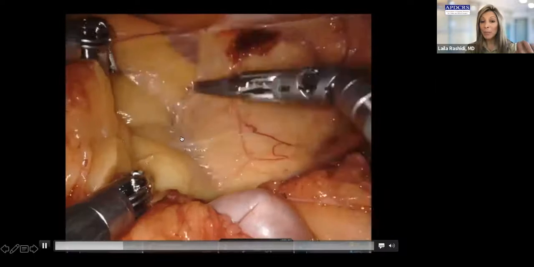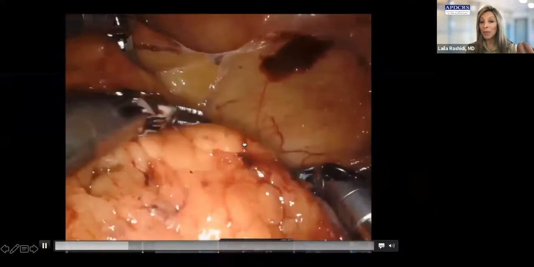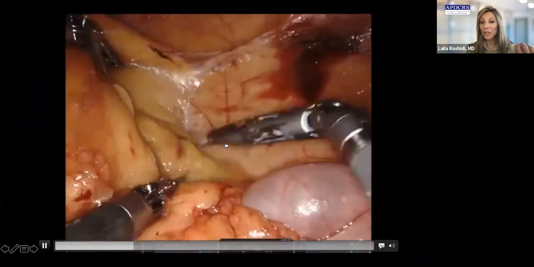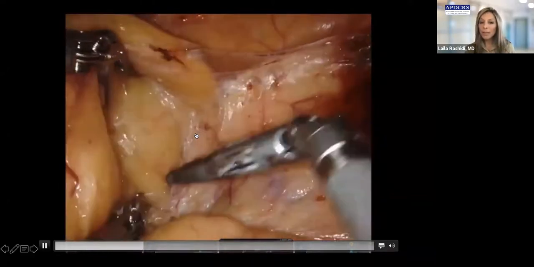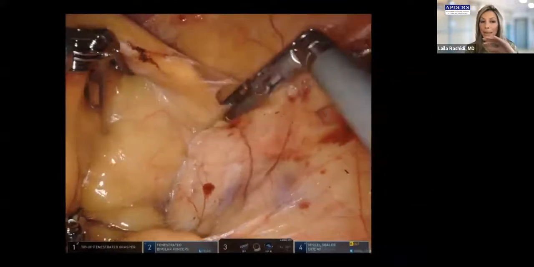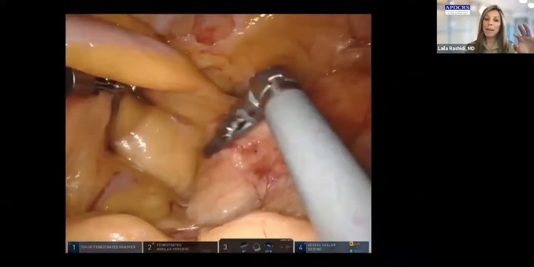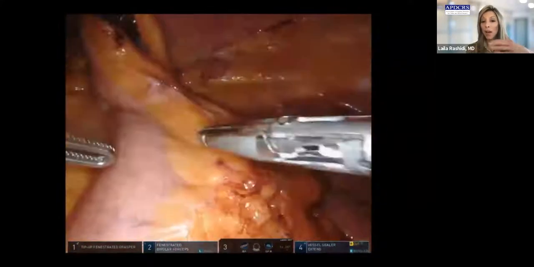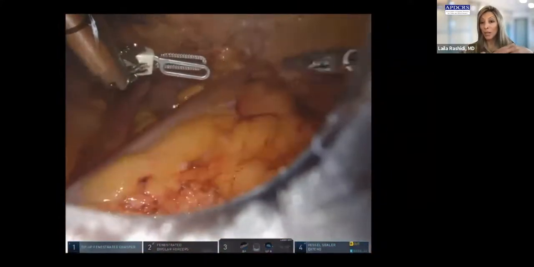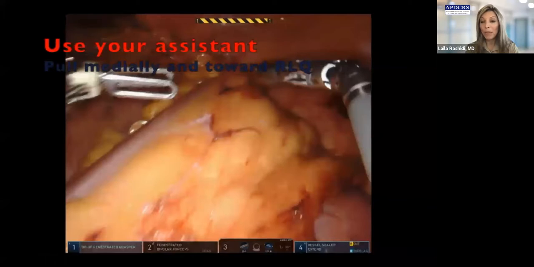You can tell the difference between the fat of the mesentery and the fat here in the Gerota's fascia. The yellow color is a little different, but you see my arms are constantly working together. So my tip up is pulling up, my bipolar is pulling medially, and my vessel sealer is constantly doing the dissection and kind of moving things forward.